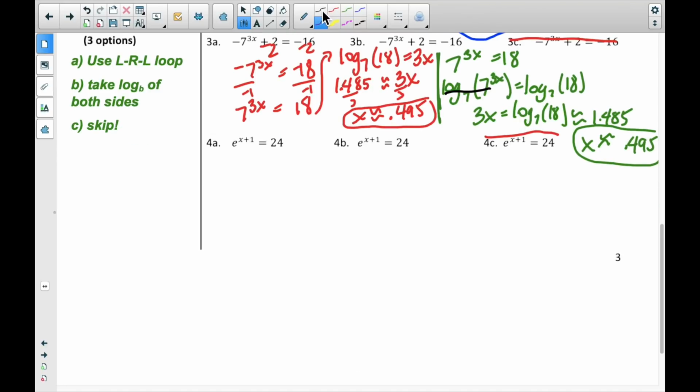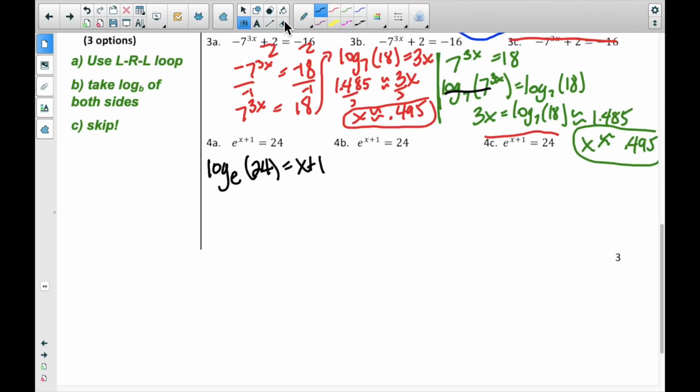Okay, let's look at the next problem. This time we have e. I'm going to talk about that e a little bit, but remember e does imply natural log. It's going to have something to do with the natural log. So what I'm going to do is first go left, right, left, like I had done before. If I go left, right, left, I'm going to say the log base e of 24 is equal to x plus 1. Remember, log base, the base is the base of the exponent. So here's the base, that goes to the base, then we go to the other side, and then we come back.